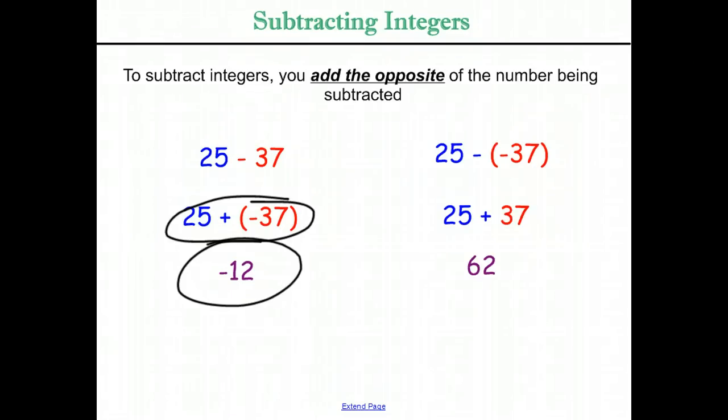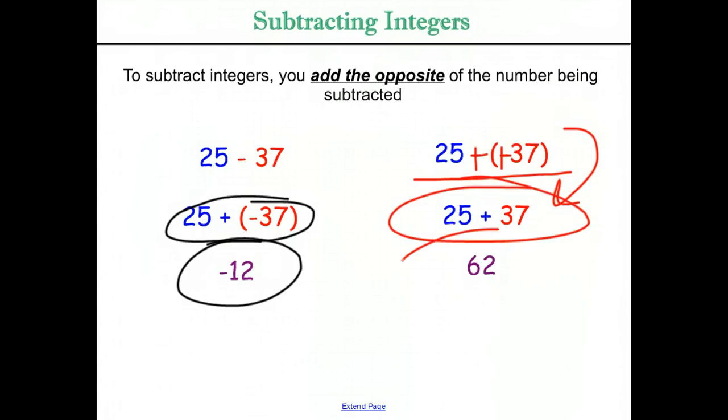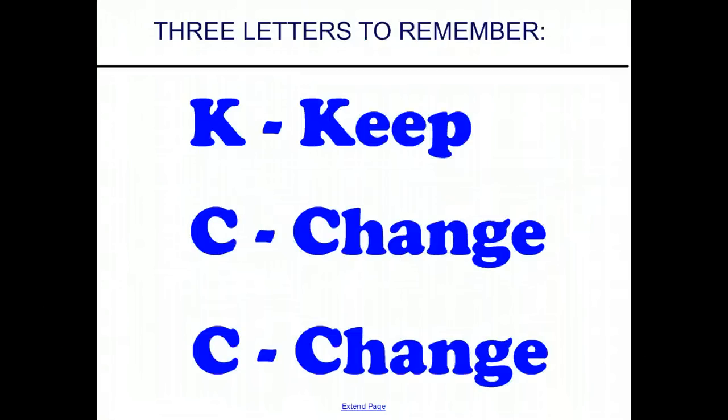Now, if we look at 25 minus negative 37, we're going to add the opposite of the number, but the opposite of a negative number is a positive. So what we have is 25 plus 37, which gives us 62. And those three letters that we really needed to remember were KCC, keep, change, change.